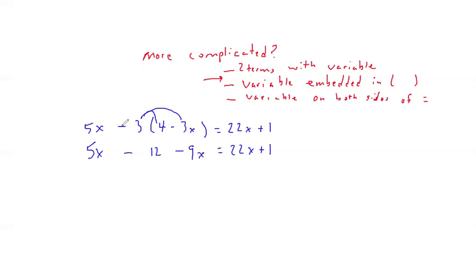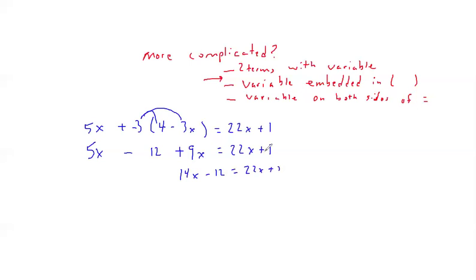Why? Because this minus sign, you want to move over to the 3 and replace that with a plus. Now I've got negative 3 times 4, which is negative 12. Negative 3 times negative 3x is plus 9x. There you go. And see, we've already made this an easier problem. So I've got 14x minus 12 equals 22x plus 1.